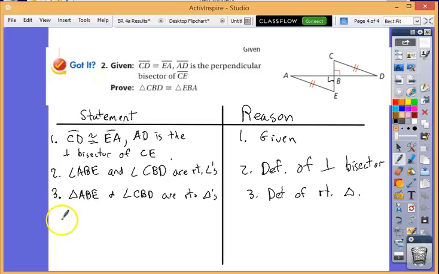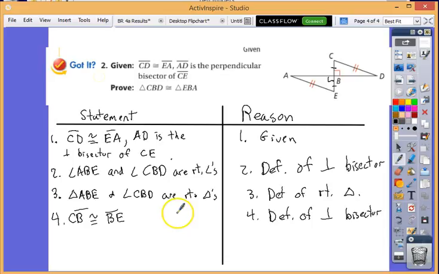So now that I know that they're triangles and I know that these angles are congruent, I can also say that CB is congruent to BE. Once again, definition of a perpendicular bisector. Bisectors cut things in half, and they also cut them in half at right angles. And now statement 5, triangle CBD is congruent to triangle EBA, and that reason is hypotenuse leg. Any questions?